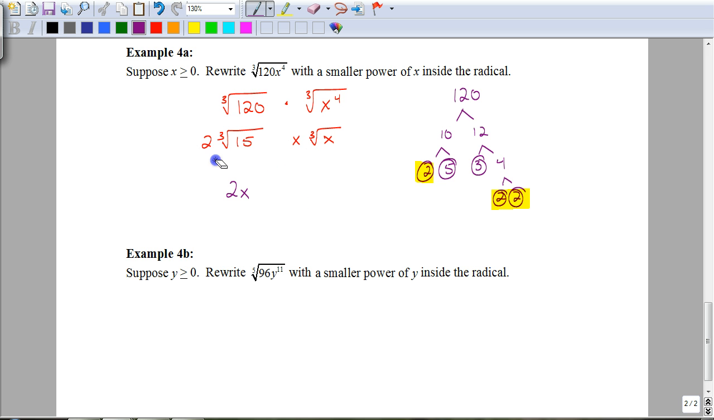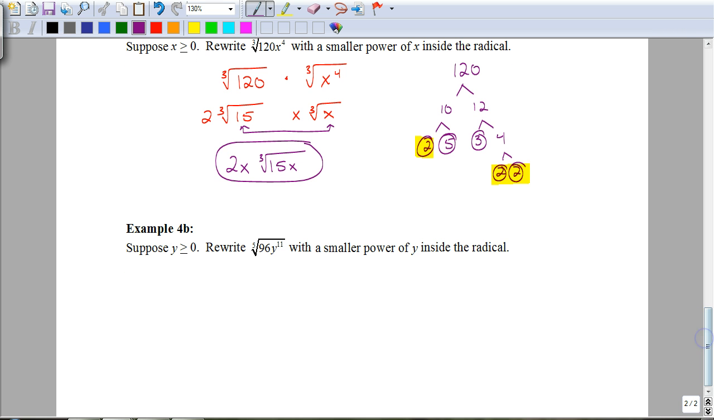And the 15 and the x are both under the same radical. They're both under a cube root. So I'm going to write this as the cube root of 15x. So my final answer is 2x times the cube root of 15x. So why don't you give the next one a shot and pause the video and hit play when you're ready to go.